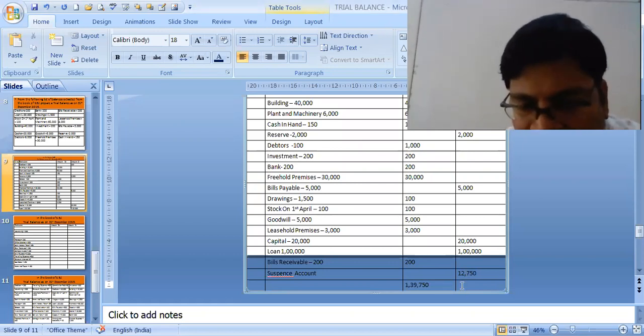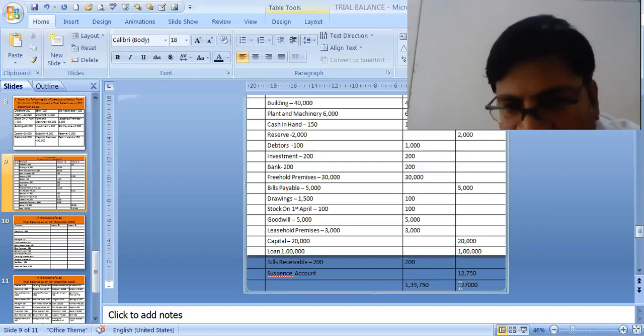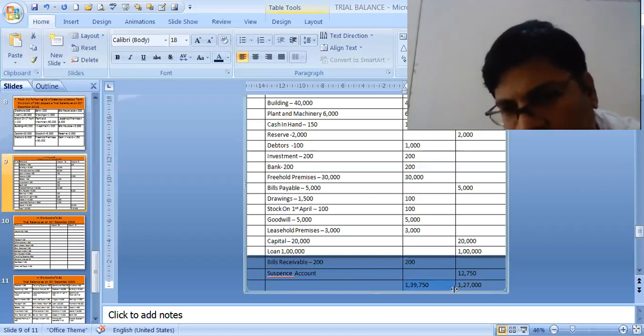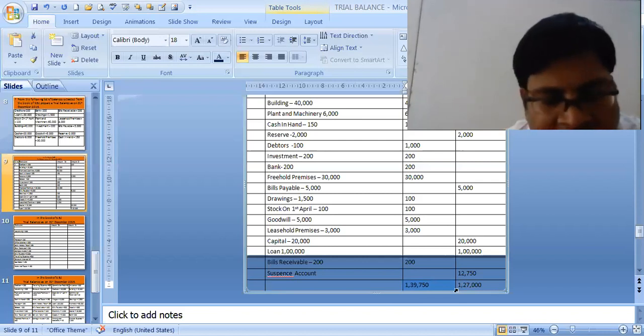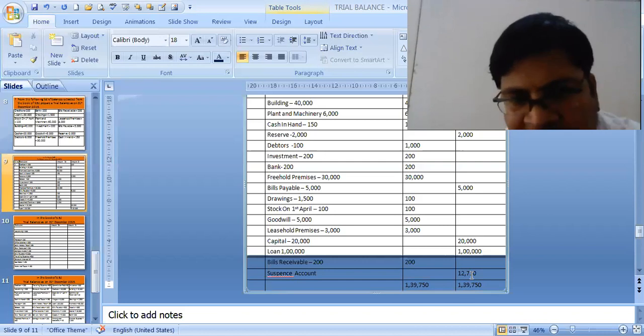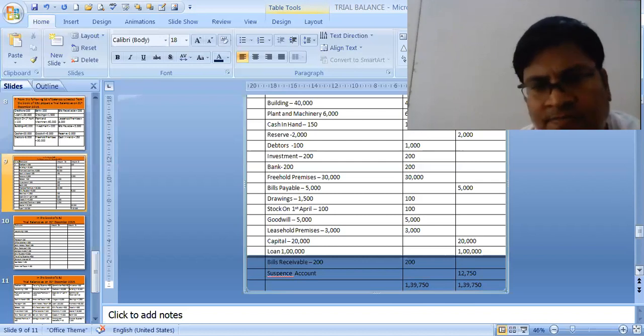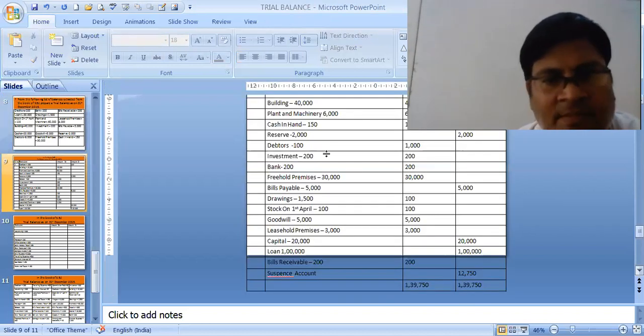So we have got this figure, and this figure only we need to subtract from 139750, and for both the totals we have to write the higher one. I cannot write 12750, but I have to write the higher one. I have just found out the difference that I have written in the suspense account. All this will be coming. Serial numbers you can write in this sum. And then it will be all correct.